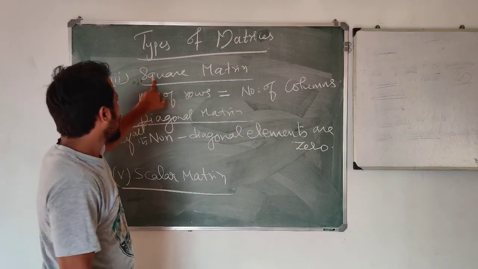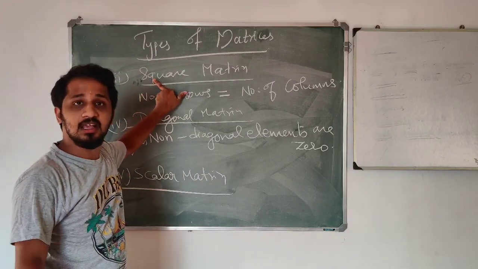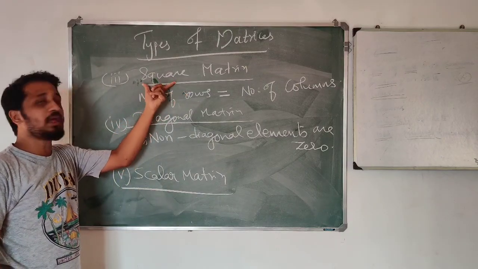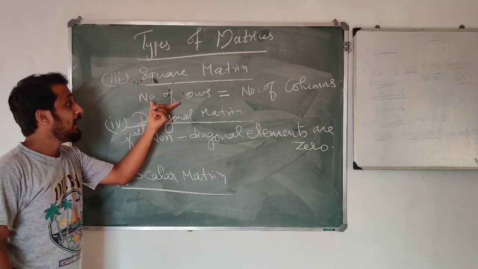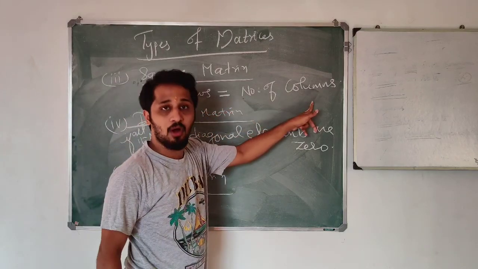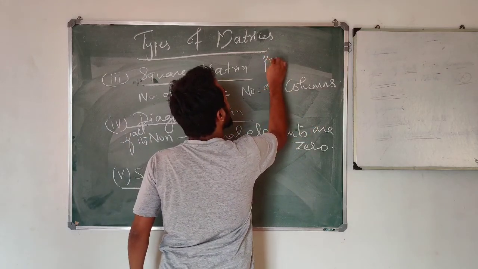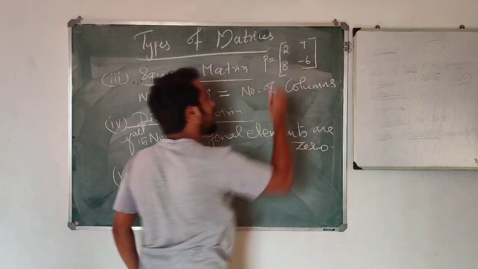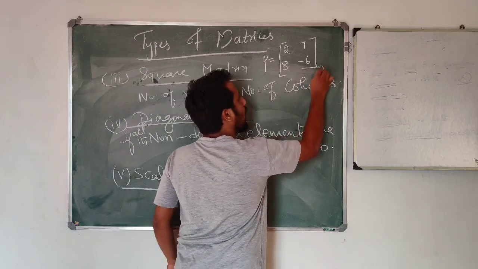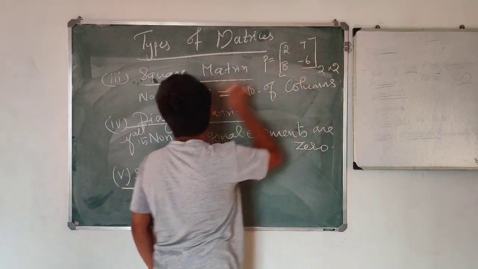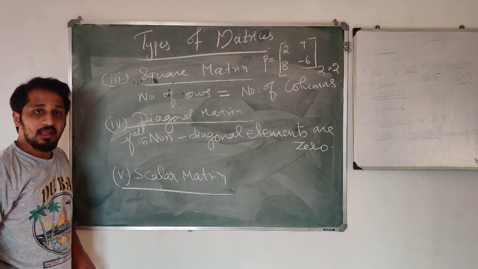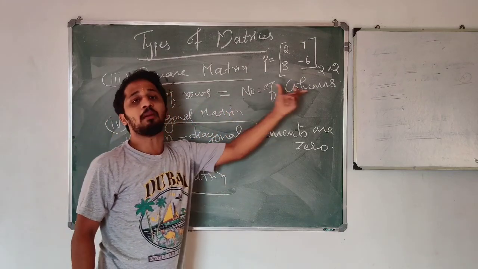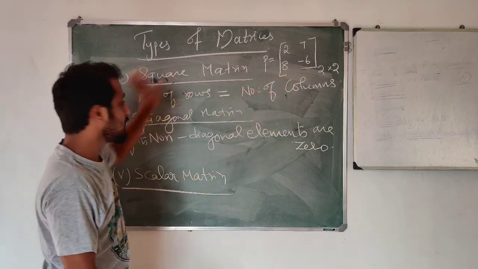Square matrix. What is the physical meaning of square? All the sides are same. Similarly, here a matrix is said to be a square matrix if number of rows is equal to number of columns. For example, I am taking capital P is equal to 2, 7, 8, minus 6. How many rows here? 2. How many columns? 2. Such a type of matrix is known as a square matrix. A matrix is said to be a square matrix if number of rows is equal to number of columns.